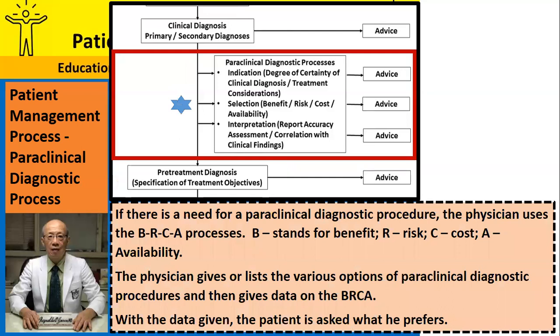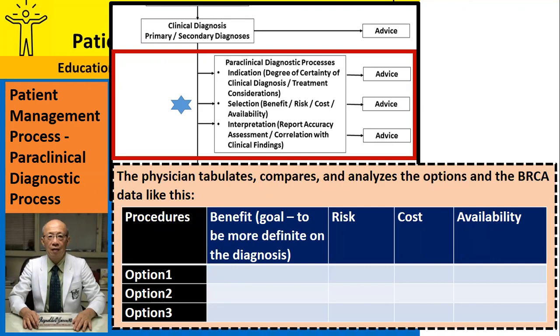If there is a need for a paraclinical diagnostic procedure, then we use the BRCA. So the physician should list down the various options and then give the data on BRCA. And then after the doctor gives the data, the patient is asked what he prefers. Okay. It should not be the physician forcing his recommendation. So the physician tabulates as much as possible kung pwedeng maganda itong table. Kung hindi, at least when he explains, he has all these elements, okay? Benefit, okay, risk, cost, availability for the different options.